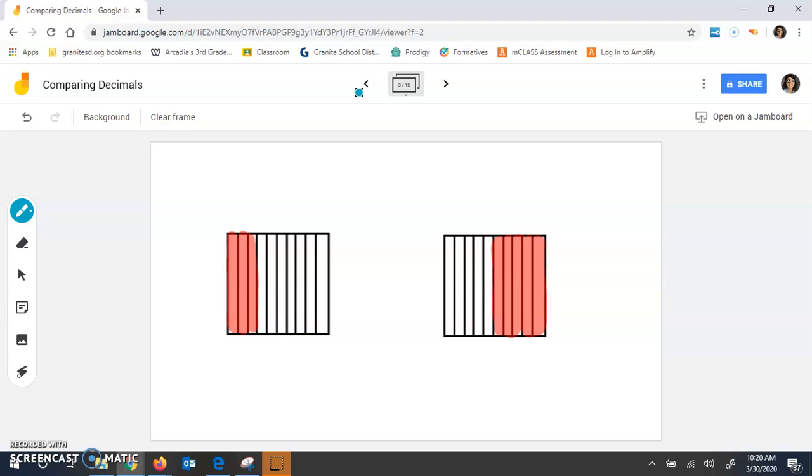So we've seen these models before. Here it is saying that we have 3/10, and we are comparing that to 5/10. Usually there'll be a circle here just so you know that you're comparing, but you look at how much is shaded more. You have 3 over here and 5 over here. So the alligator eats the bigger one. 5/10 is greater than 3/10, or 3/10 is less than 5/10.